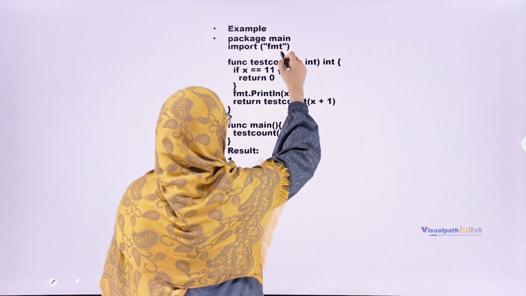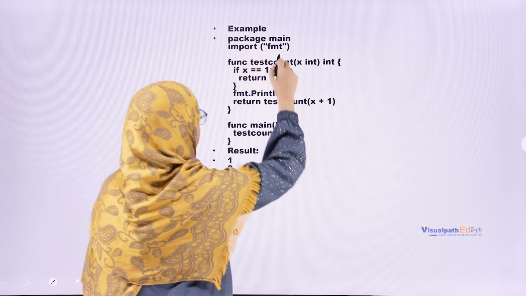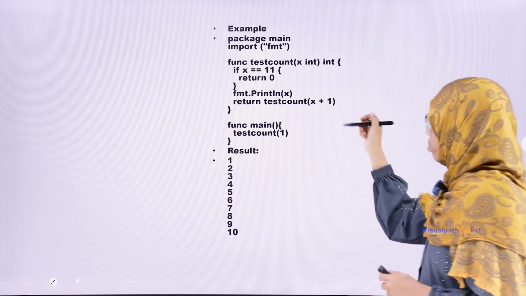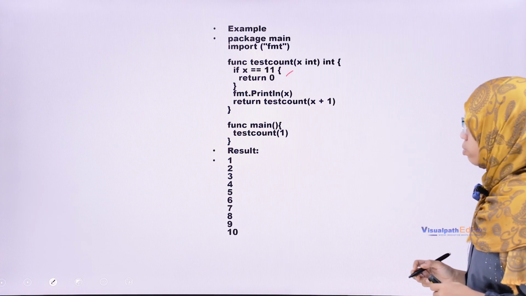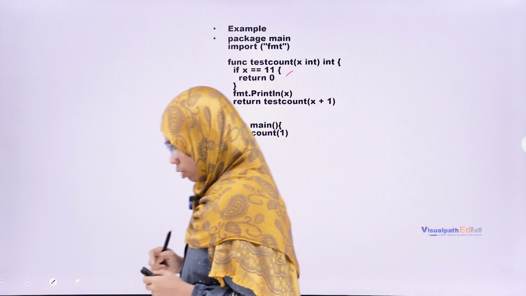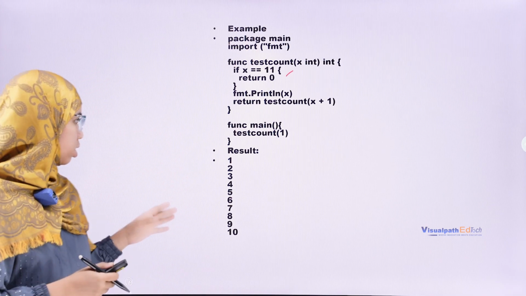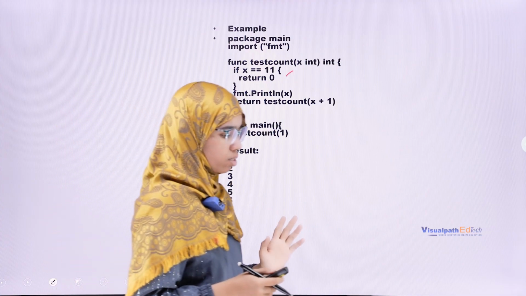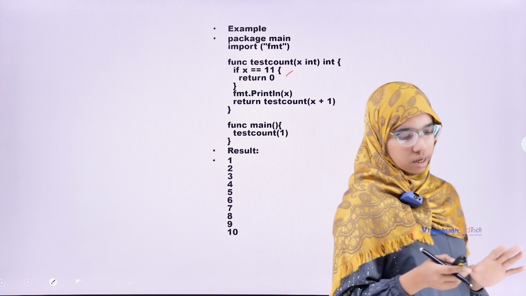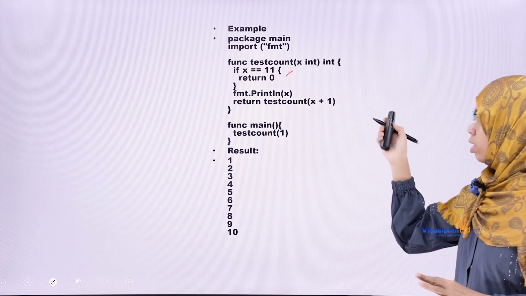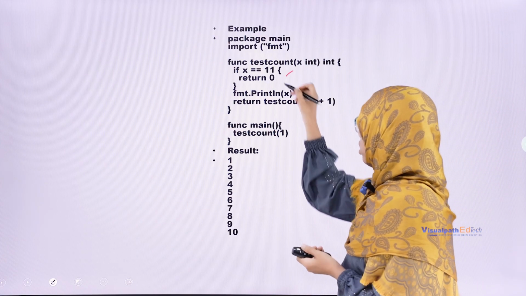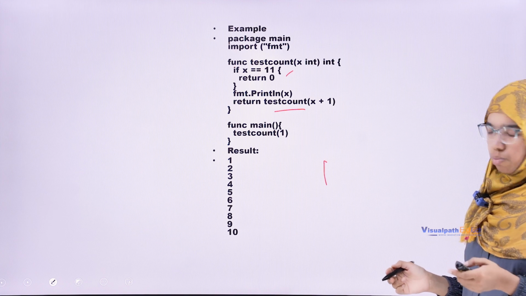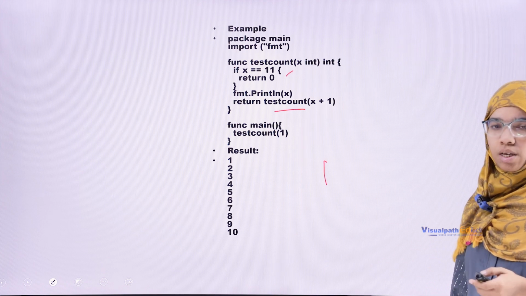I'm using a package called main and I'm importing fmt, that is my package. Initially, a variable x has been given and we are going to print the values of x continuously from 1 until we have reached the value 11. Once 11 has been encountered, it will halt the printing, and that's how the function testCount continuously calls itself again and again. So this is the process of recursion that we see in our functions.